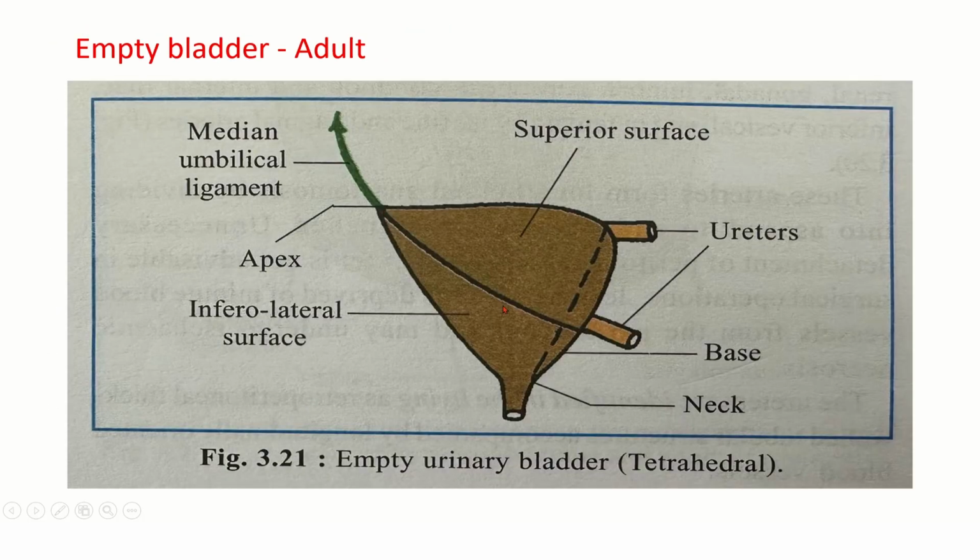So this is the apex. This is the base. This is the posterior border. So these are the lateral borders. This is the superior surface. This will be the base or posterior surface. This will be the inferior lateral surface. This will be the neck of the bladder. You can see these are the two ureters, and this is the median umbilical ligament attached to the apex and the umbilicus.